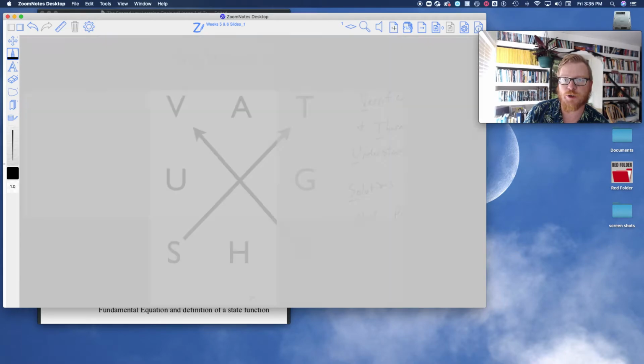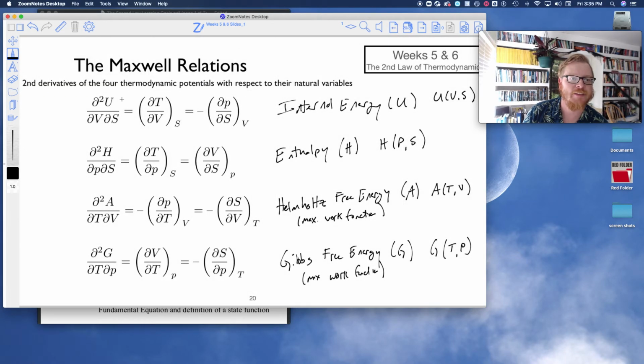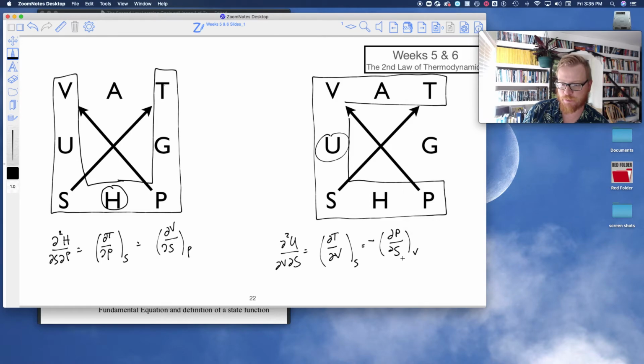Let's see how we did for u. Look at this. Here we go. There's that negative sign. Partial of p by partial of s at constant v. And yeah, partial of p by partial of s at constant v. Okay, great. Okay, let's keep going. Let's do the other potentials.